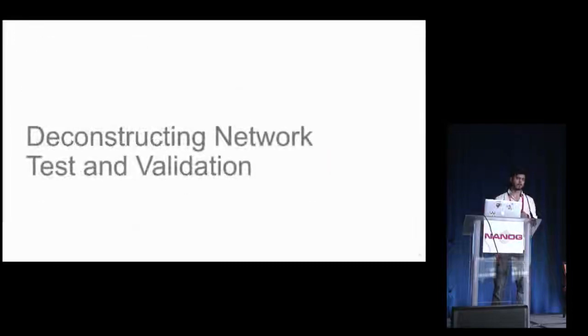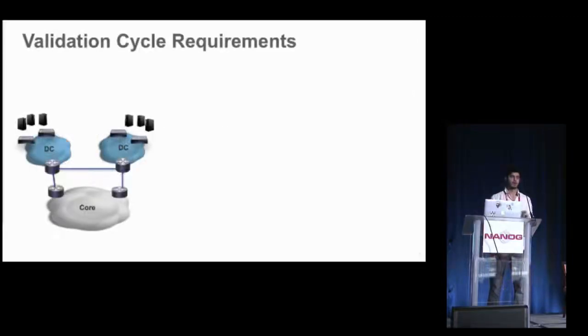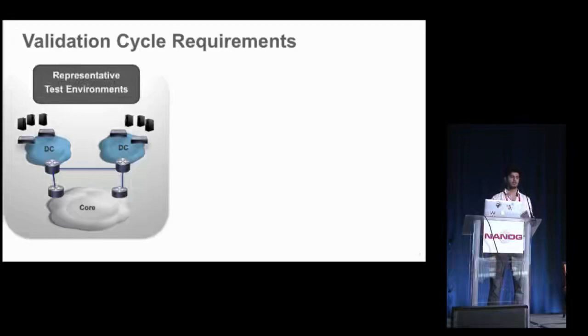So having understood that, let's try and deconstruct network test and validation a little bit. What we've effectively understood is that validation cycle requirements really want a representative test environment to be available when the validation cycle happens. And representative test environments are hard to do, primarily because if you deal with physical infrastructure most of the time, especially during test cycles, you're really never going to mimic your actual physical network.